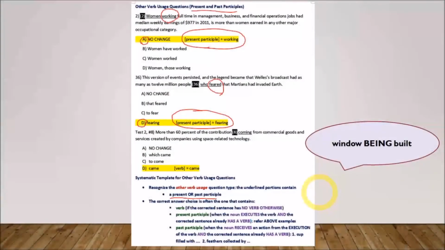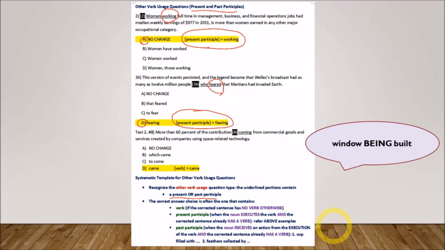An exception to a present participle phrase that doesn't imply that the noun does the action is when a be verb is used. For instance, window being built. Window doesn't do the being verb. It actually receives the being verb. Being is a present participle form, but it doesn't connect the preceding noun to be the performer of the action simply because it is not an action verb. It is a be verb, and therefore only action verb present participles connect the preceding noun as the performer of the action.